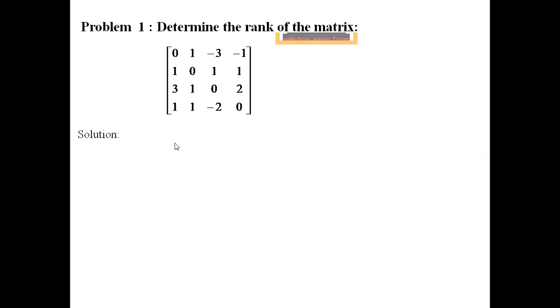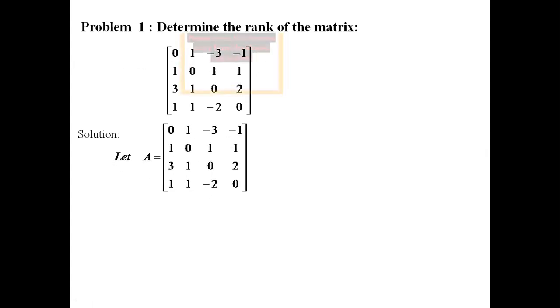So first, to get the rank of this matrix, let A be the given matrix. The first row is the same as the given matrix. Our purpose is to reduce it to upper triangular form, where the elements below the diagonal are 0. First, you have to make the first element in the first row non-zero. How to make it non-zero? Any other operation you can't do, only those 3 operations you have to perform.